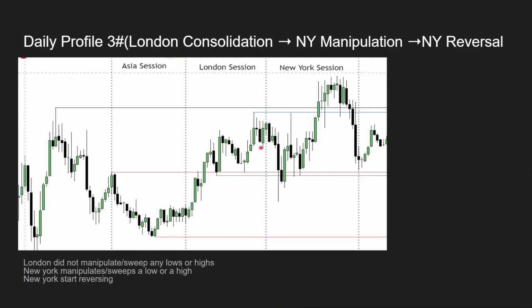So we didn't sweep out anything in London session, and that means that moving into New York session we will be looking for a liquidity sweep, and we can see that right here. We have the New York manipulation right here. We go into New York session, manipulate these lows, take them out, sweep them, and we have a New York reversal. Sweep this, boom. So that's the 3 daily profiles.